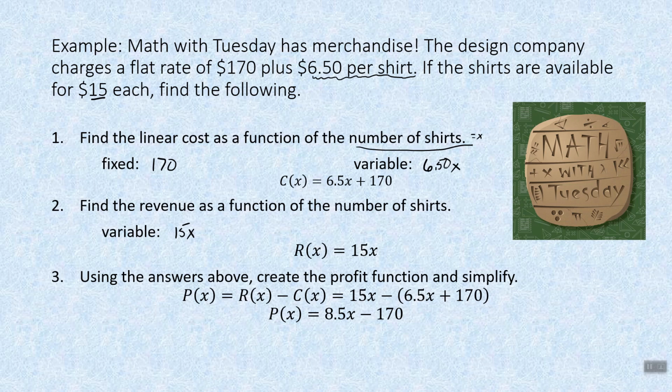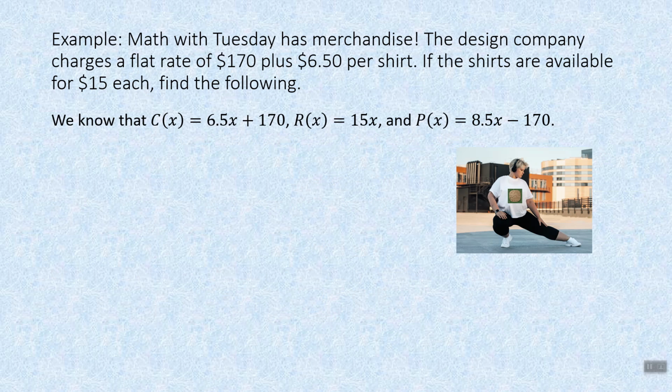Cost, revenue, and profit functions. Let's start there. Same setup. Same everything. We know that the cost function is 6.5x plus 170. The revenue function is 15x. And the profit function is 8.5x minus 170.